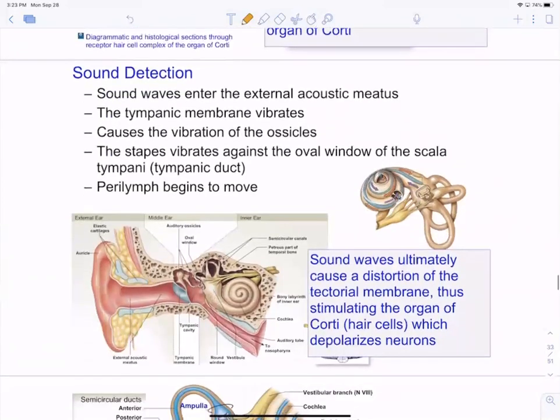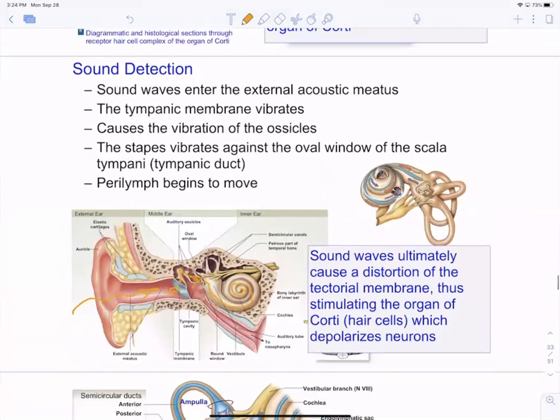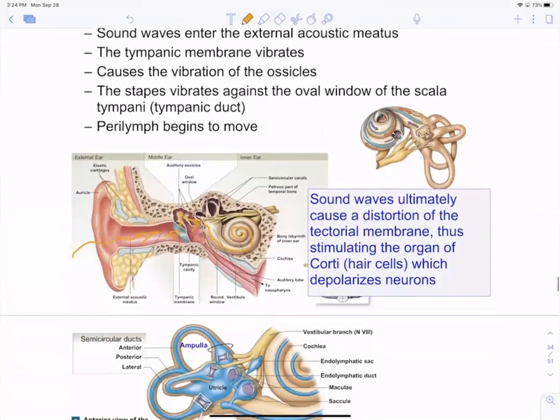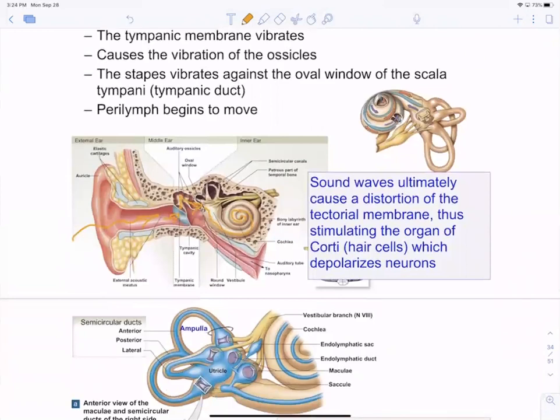So detecting sound, the sound waves enter the external acoustic meatus. They vibrate the tympanic membrane, which vibrates the auditory ossicles and sends that vibration into the cochlea, and it's going to deflect the tectoral membrane at the location that frequency is coded for. Then the hair receptors will bend and generate an action potential, which is depolarization.